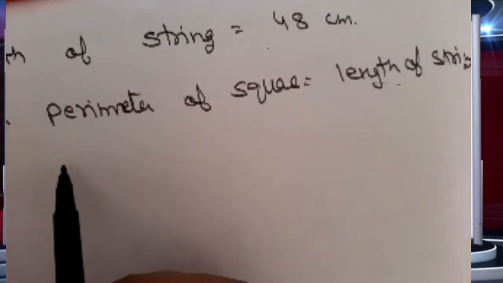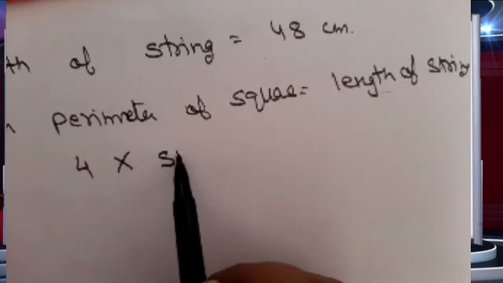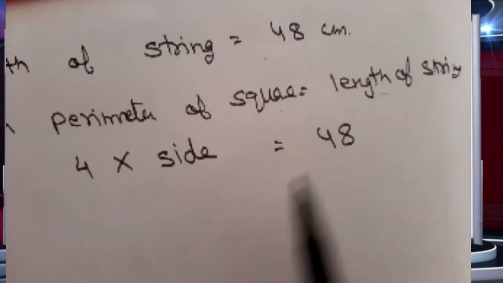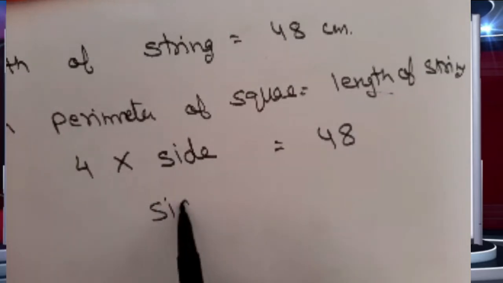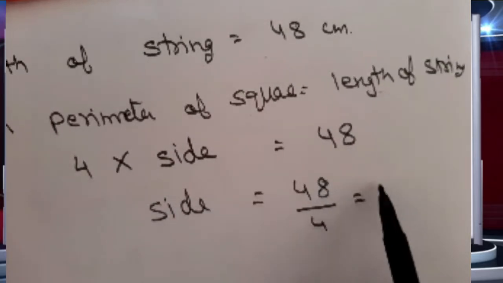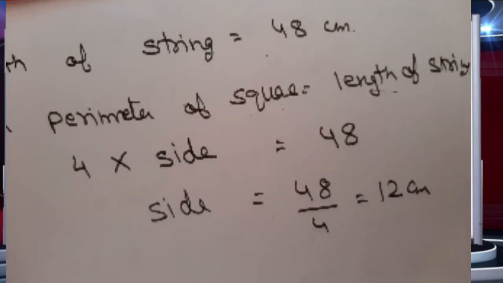So first of all, I'll write the formula for perimeter of square, which is 4 into side, and here the length of the string is 48. So side of the square will be, side is equal to 48 divided by 4, which is 12. So hence the side of square is 12 centimeter.